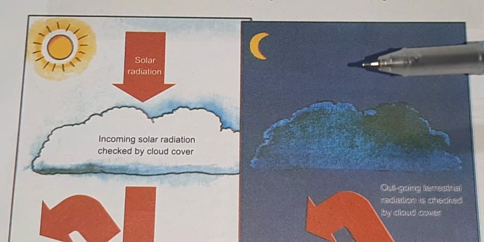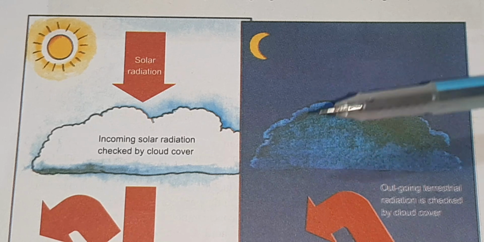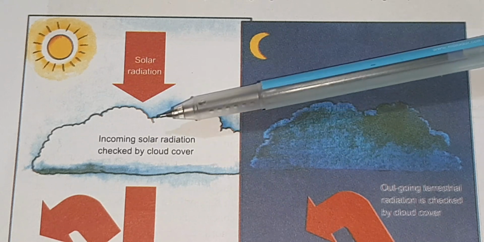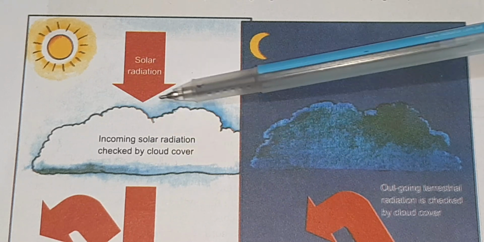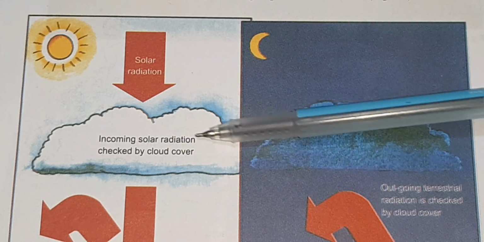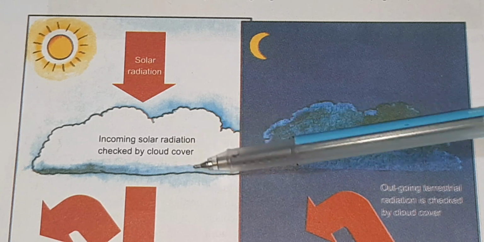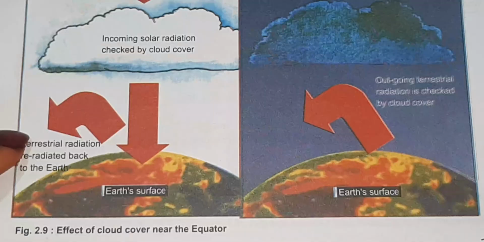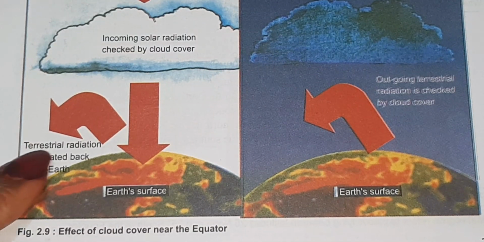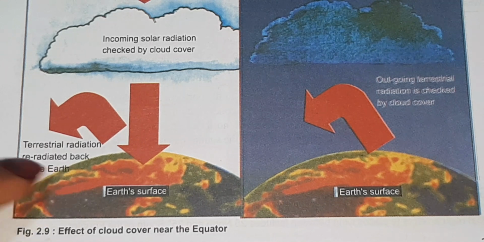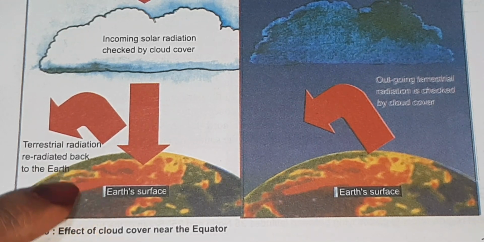So now I'm going to talk about humidity. What is humidity? Humidity is the amount of water vapor in the atmosphere, and it influences the amount of cloud cover in the sky. So if you see here, this is solar radiation. Here is the incoming solar radiation checked by cloud cover. So what happened? Here you see this is the terrestrial radiation radiated back to the earth, and this is the earth surface.